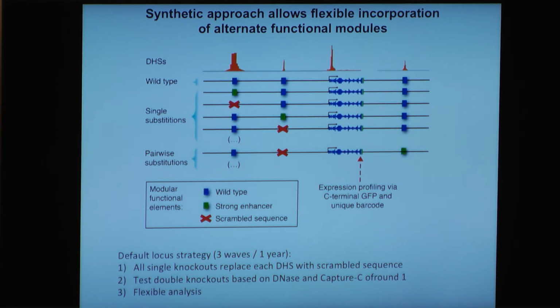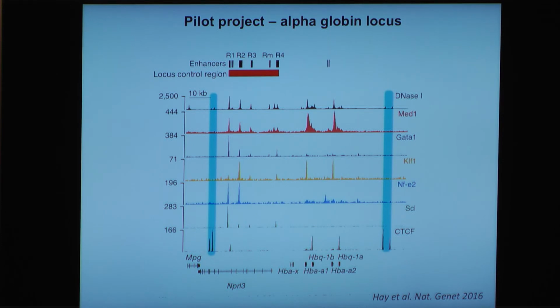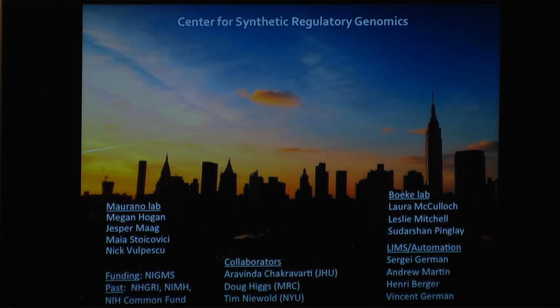Just to give you an example of what we've been working on, this is in collaboration with Doug Higgs' lab in the UK, and this is a plot from a recent paper of theirs at the alpha globin locus, showing the 2 alpha globin genes in human as well as the locus control region. They have done some very interesting deletions that they've brought into mice, and this has been very informative for the function of the locus control region around these genes. We can go well beyond what they've done in the past by increasing the scale and starting to ask many new questions.